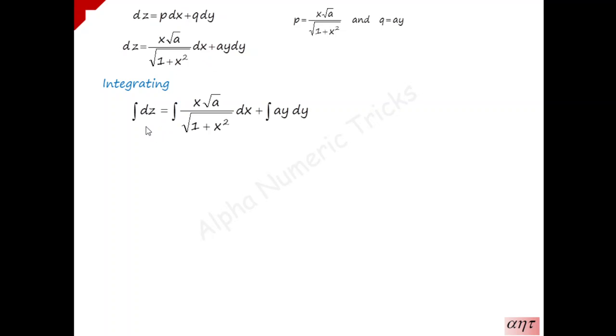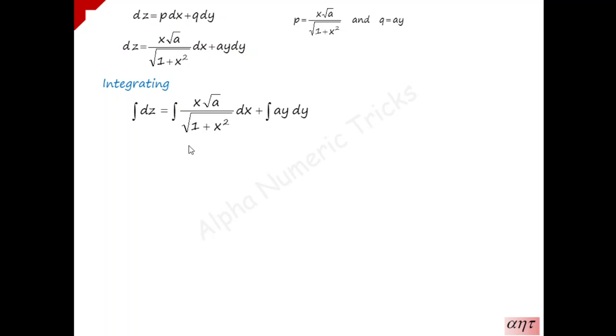P is equal to root a into x divided by root of 1 plus x square, and q is ay. Substitute the values here. dz is equal to x into root a divided by root of 1 plus x square into dx plus q, which is ay, into dy. Now we have to integrate this equation. So we have integral dz is equal to integral of x into root a divided by root of 1 plus x square into dx plus integral ay dy.